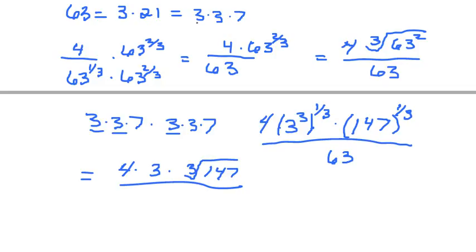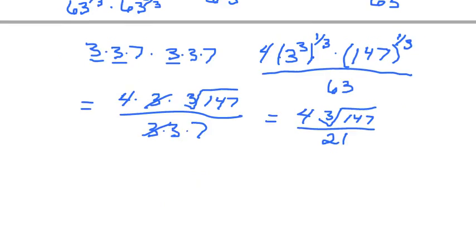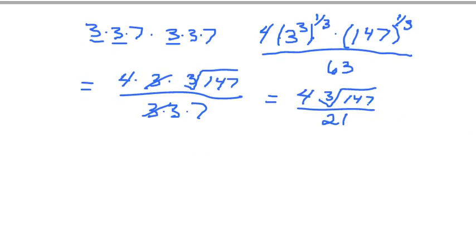Now remember what 63 was. It was 3 times 3 times 7. The reason I'm doing that is, if you notice here, we can get this 3 and one of those 3's there to cancel out. So we're left with 4 times the cube root of 147 over 21.